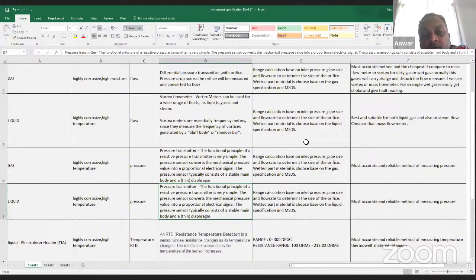So this is pretty much standard in the industry, the failure rate is already determined. You can have a failure rate of only once in 10 years, or maybe once in 5 years. So you can source those kinds of instrumentation. And secondly will be the cost of the instrumentation. And then also the material of construction of the wetted part of the instrumentation.